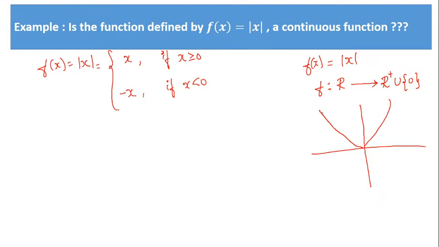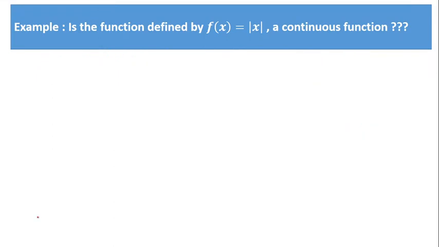Just by looking at the graph, you can conclude that this is a continuous function, because I don't have to lift a pen anywhere, and you can see there is no breakage. It is a continuous function. So this is how you can make out whether the function is continuous or not. Now you have to prove it, right? You have to prove it using the definition we know about a continuous function.